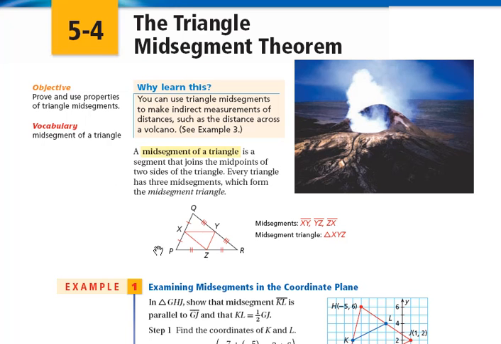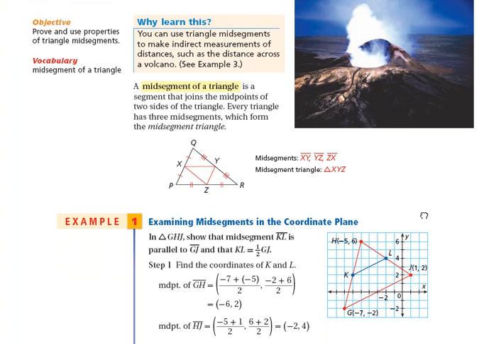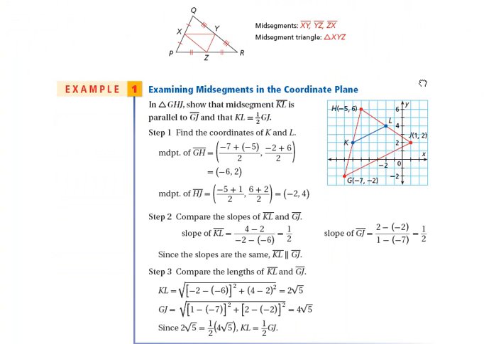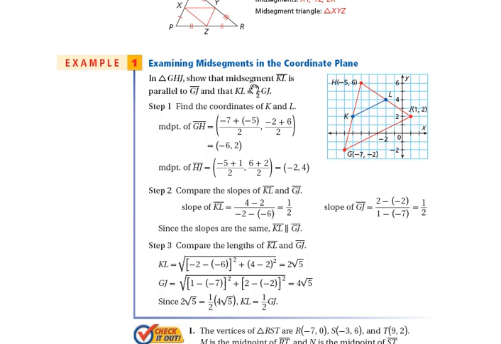So basically, if you take the midpoint of each side of the triangle, you get another triangle, and you can see here that each side here is congruent because they're hitting at the midpoint. One example here is saying that in this triangle, show that the mid-segment KL, which is this blue segment here, is parallel to side or segment GJ, and that KL is 1/2 GJ.